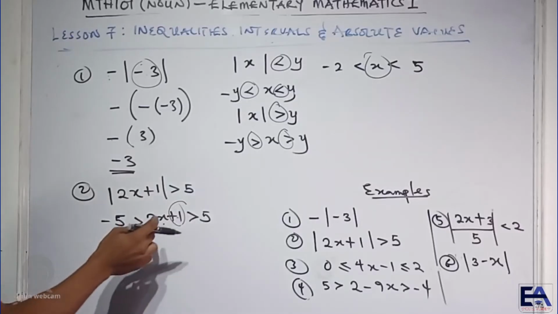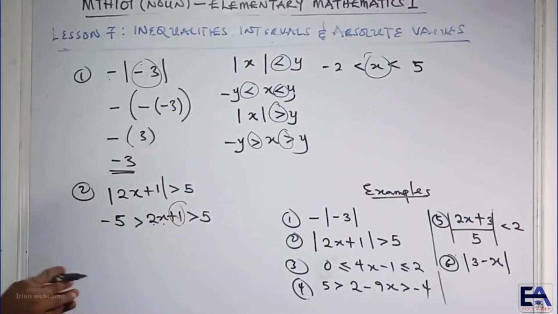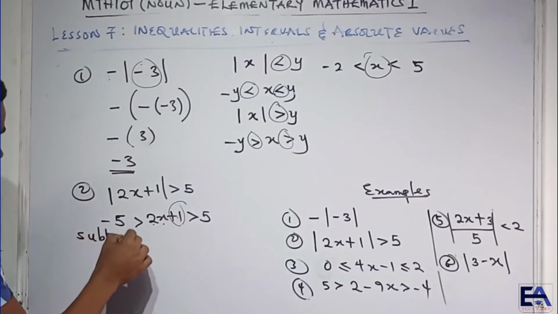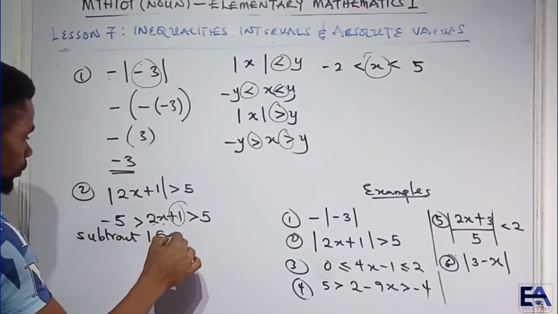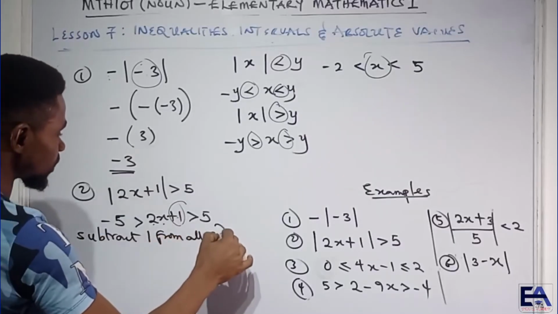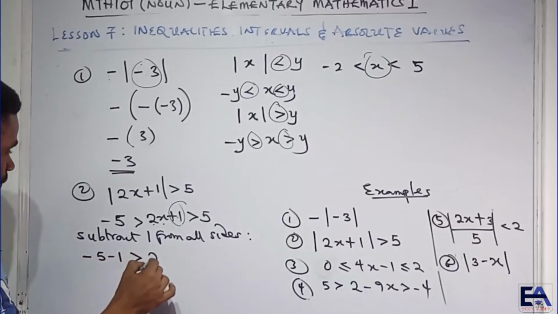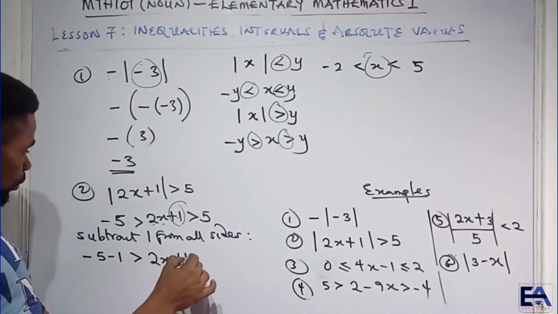So how do we get rid of plus 1? The easiest way is that you subtract 1 from all sides. So subtracting 1 from all sides, you have minus 5 minus 1, then we have 2x plus 1 minus 1.